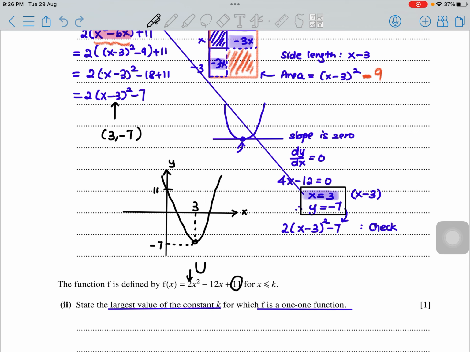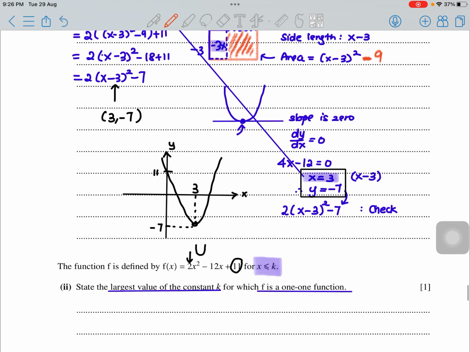Now, you look at this expression over here, this inequality here. I want the x to be less or equal to k. So, where is my axis of symmetry? My axis of symmetry is here, which is exactly x equal to 3. You need to take the lesser side of your axis of symmetry.